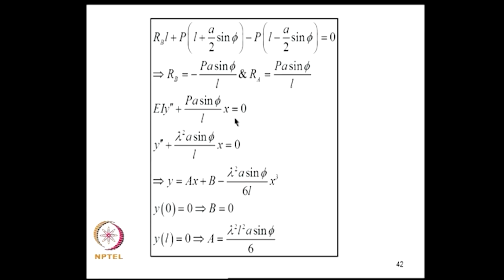So, this is the equation. Now, the bending moment equilibrium equation is given by this. Once we find the reaction, we can write the equation for the equilibrium, and by dividing by EI etc., I get this equation.